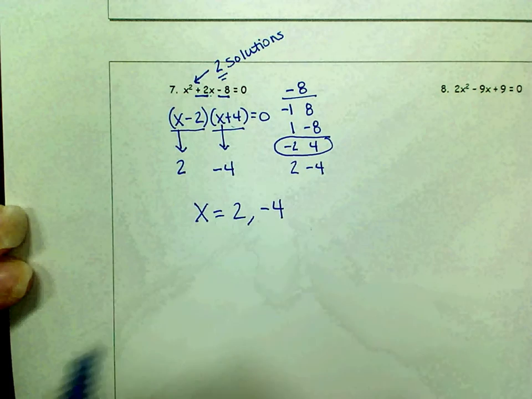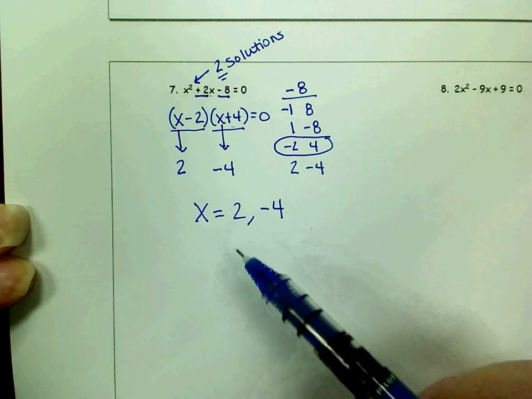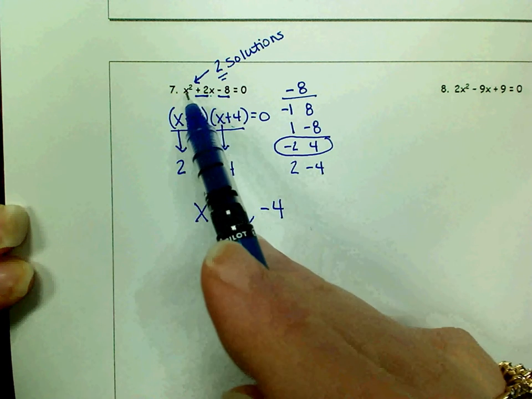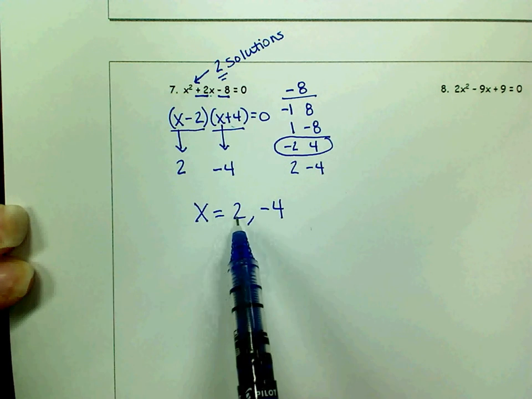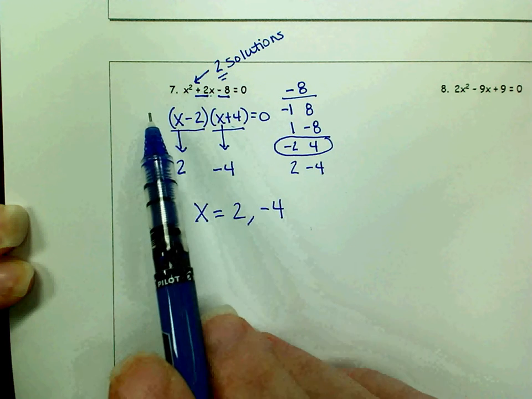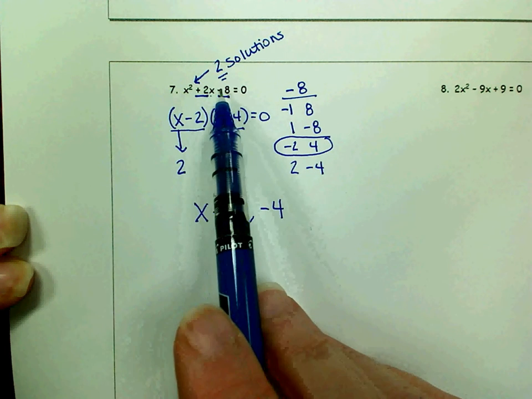Remember, don't put those in parentheses. That's not a point. If you wanted to check to see if those are correct, you could put 2 into your original quadratic up here and make sure that you get zero as the answer. So you'd have 2 squared, which is 4, plus 2 times 2, which is another 4. So 4 plus 4 is 8, minus 8 is 0.